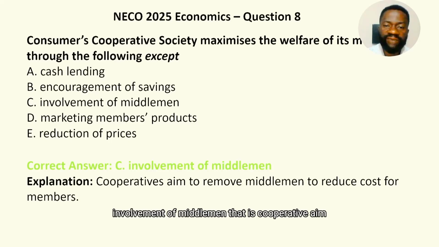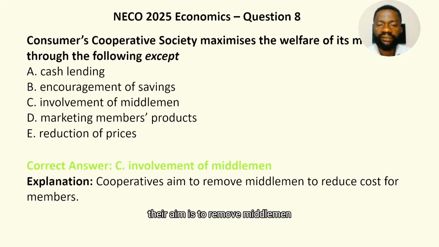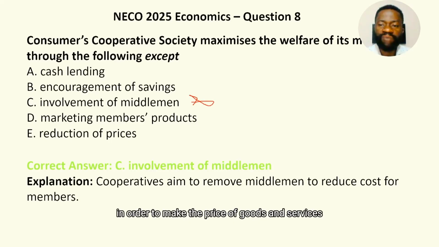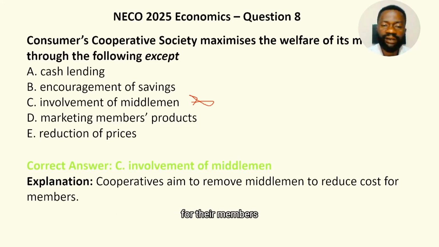That is, cooperatives aim to remove middlemen. Their aim is to remove middlemen in order to make the price of goods and services cheaper for their members.